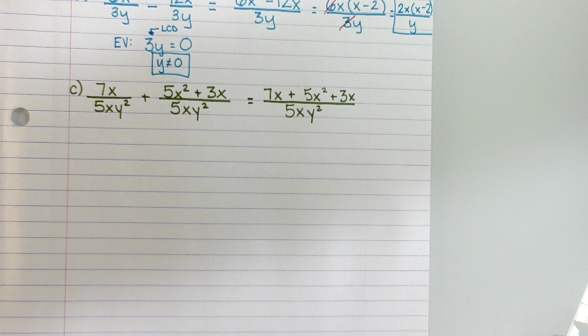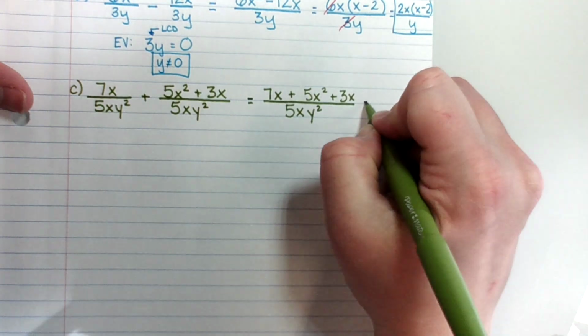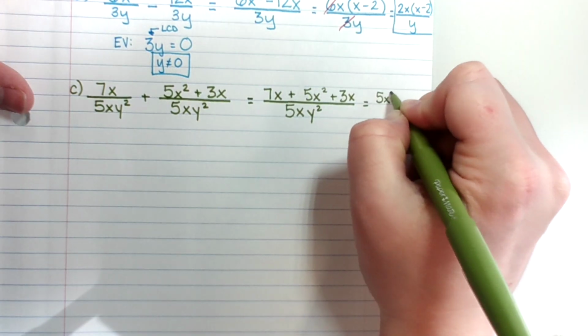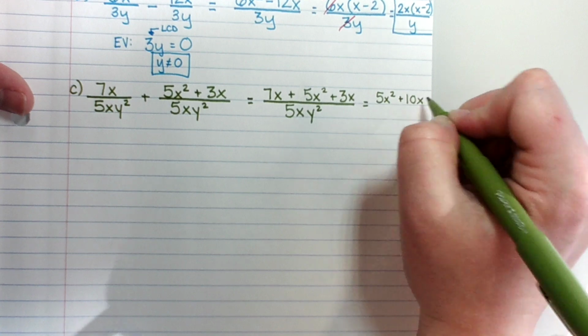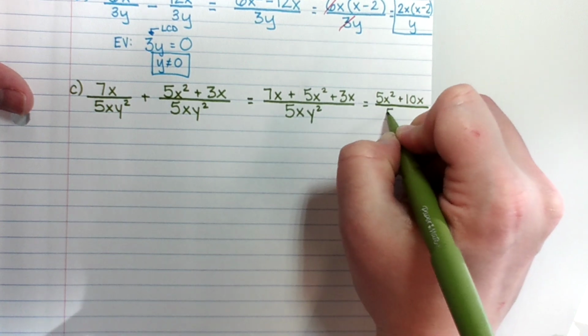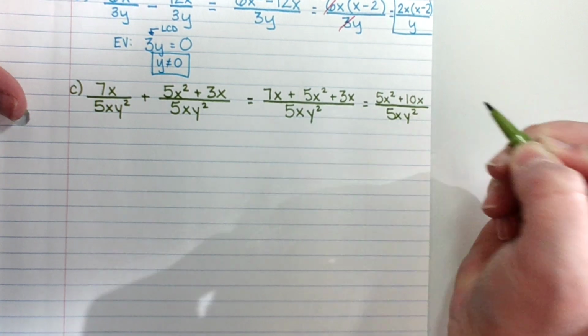Combine like terms. Are there any like terms on top to combine? Yes, 7x and 3x. 10x. Can I also add the 5x squared? No. I'm going to go in standard form, so I'll start with the 5x squared, and then I'll add the 10x all over 5xy squared.